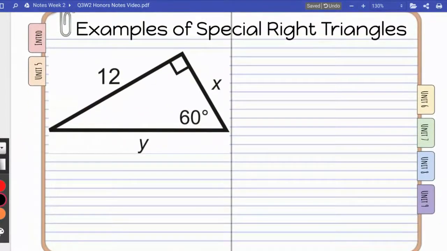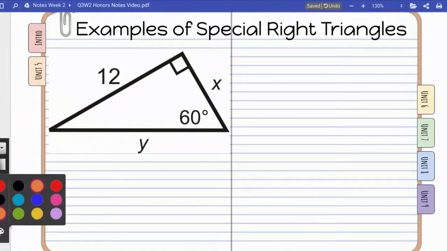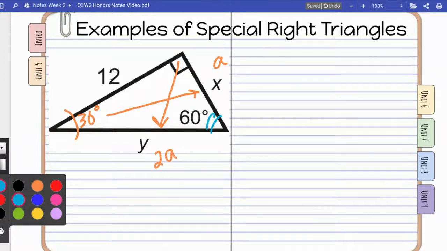Okay, let's try this example. We find the 30-degree angle. 30 degrees is right here. We go across from that. That's our A. We found our hypotenuse. That's our 2A. And then across from the 60-degree angle, that's always going to be our longer leg, which is A square roots of 3. Why don't you try this example on your own? Pause the video.